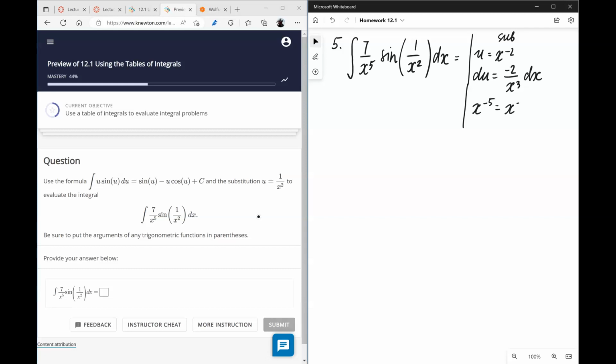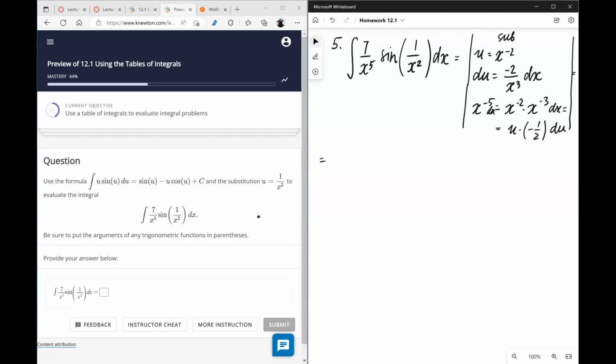So here we have x to the -2 times x to the -3. I guess we should be able to stick it in there, right? So let's say if this is dx, then this whole thing becomes u times -1/2 du, right? So that's taking advantage of the pattern.